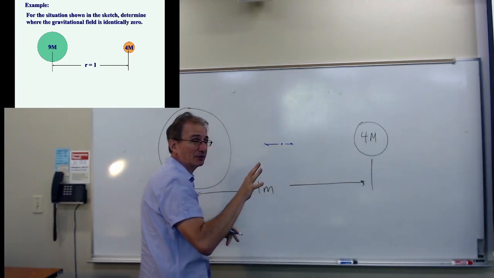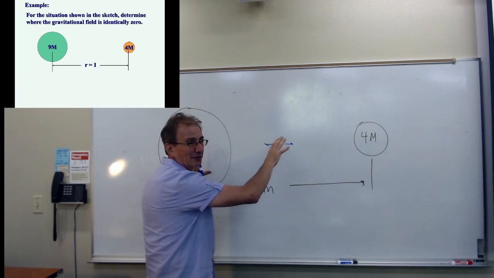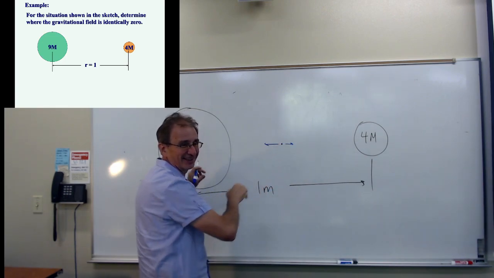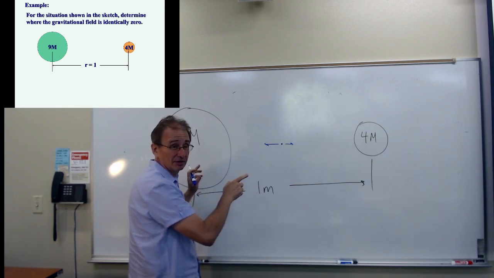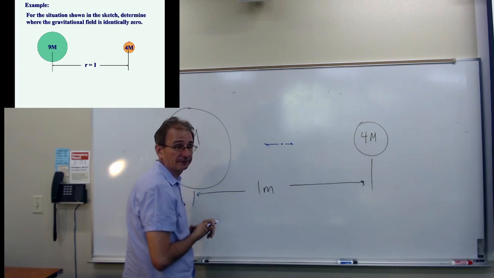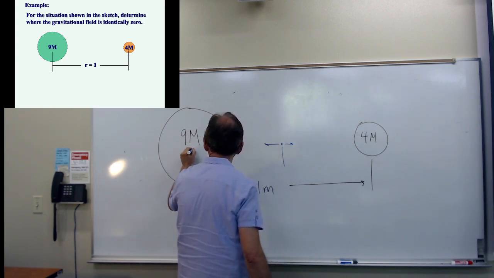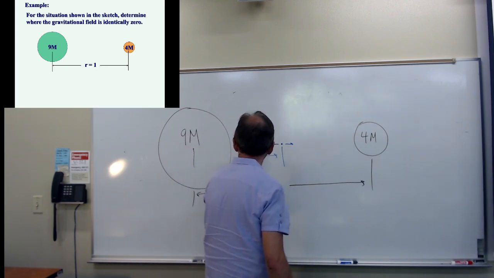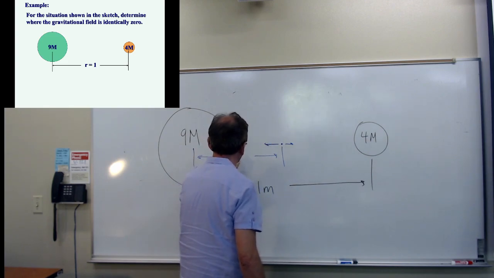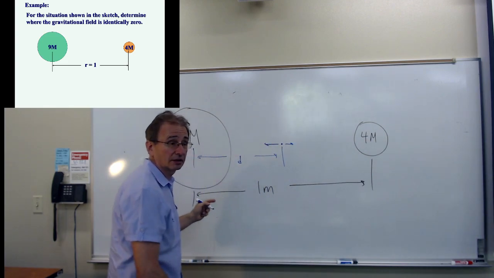It becomes a little more complicated when you do electric fields, because when you have a positive and negative charge, it changes things a little bit. But for this problem, it's going to be somewhere in between. So let's call this distance, what do you want to call it? D. Okay, so we have to solve for D.